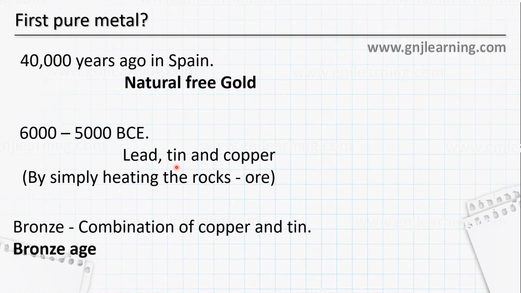And from these metals, what were known during that time, they combined copper and tin to produce an alloy called bronze. So a combination of metals in different percentage compositions is called an alloy, and one such alloy they used during those days was bronze, and hence that era got the name Bronze Age.